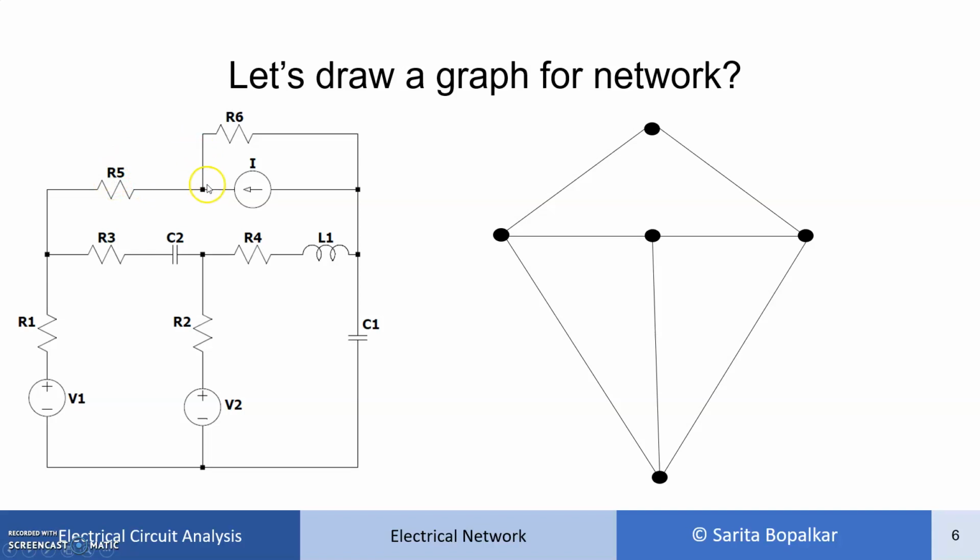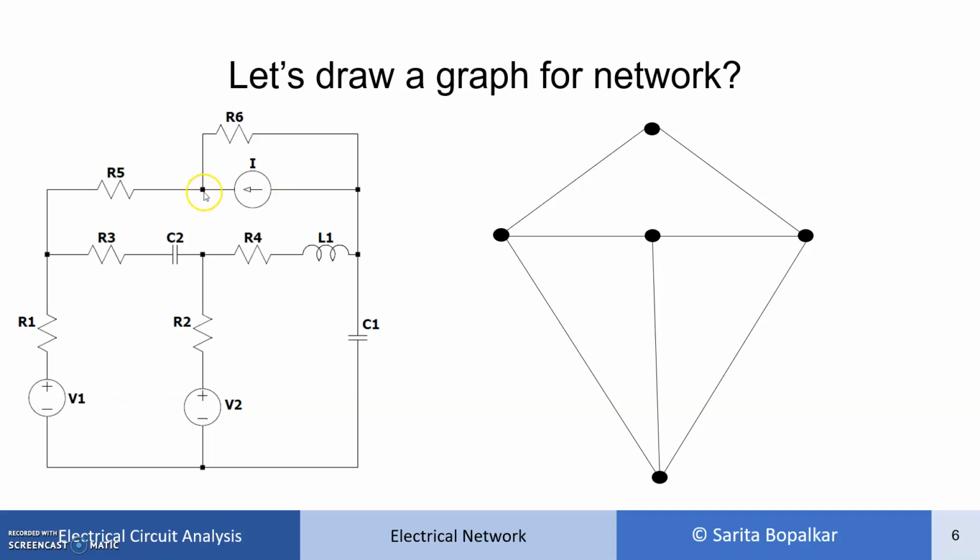Now here this is important. Between this node and this node there are two elements. One is the R6 resistor, so we can connect it by a line segment. But here another element is current source, and we know that current source is replaced by its internal impedance. Internal impedance of current source is infinite. So there is no need to draw a line segment for this branch.